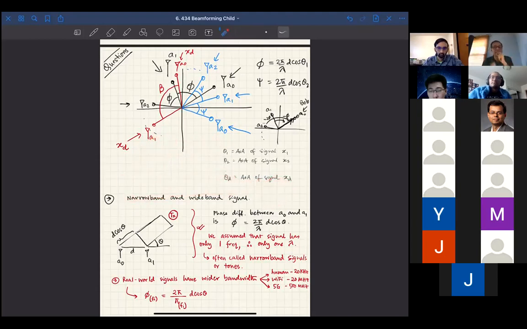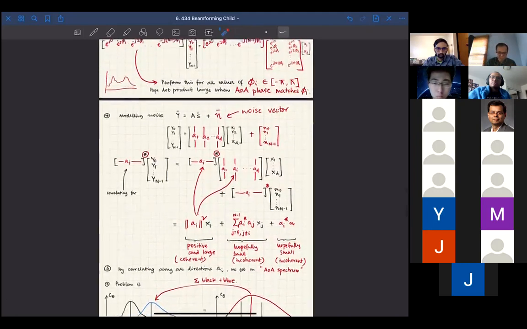Right? That's the core idea with delay sum beamforming. We've just made things complicated when there are multiple signals, but the core idea is correlation. Okay? And that is what we were saying over here.